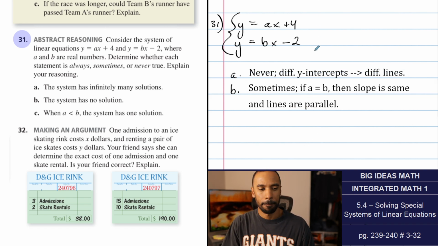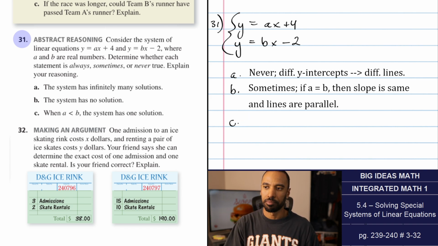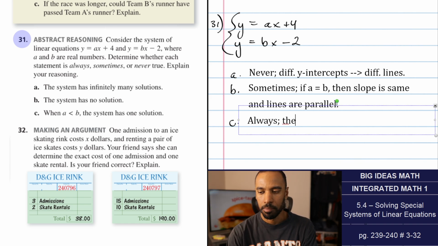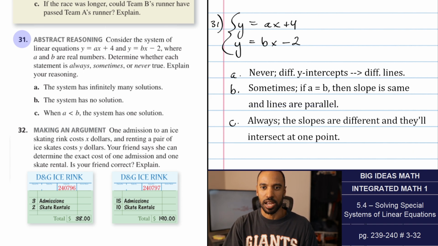Part C, when a is less than b, the system has one solution. That's always true. If a is different than b, they'll always have one solution. So always, the slopes are different, and they'll intersect at one point. Again, it doesn't have to be less than b. It could also be more than b. As long as it's not b, it'll be different.